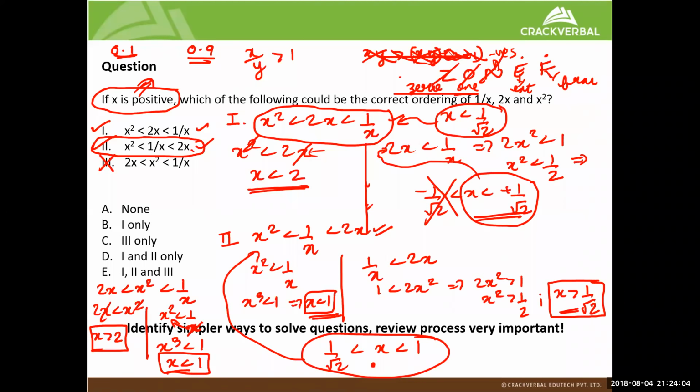Avinash, it's not very easy for you to draw the graphs for all three, right? For example, you're lucky your x is positive, so you're always going to work with the first quadrant and the fourth quadrant, right? So you can work with it. You can split it up into x square less than 2x and 2x is less than 1 by x and work with that.